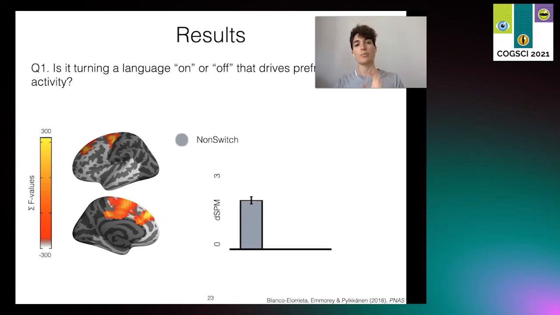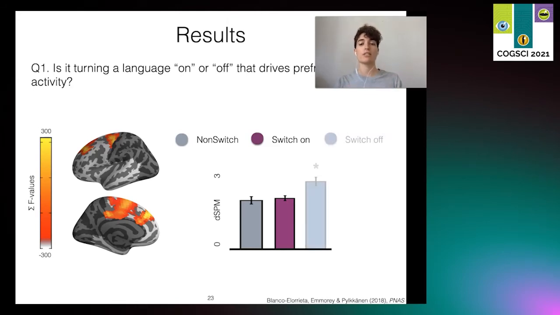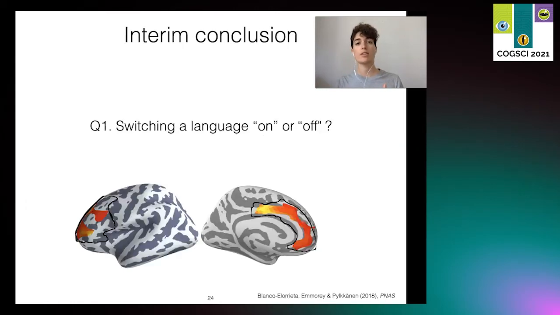And what I found was that as compared to not switching, so remaining in producing the same language or languages, adding a new language did not require any additional activity, and also it did not come associated with any behavioral cost. However, turning a language off, or having to stop producing when one had been producing up until that point, did elicit significantly more activity. And so the conclusion was that it's not really turning a language on that's driving an effort, but rather having to turn a language off that is requiring this kind of control. And I also replicated these results with trilingual individuals further on.